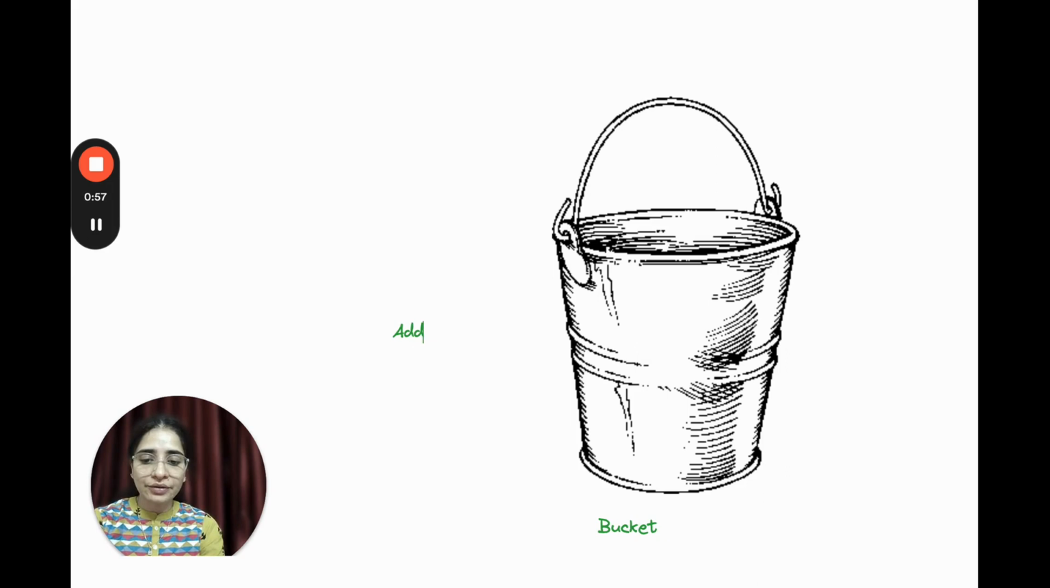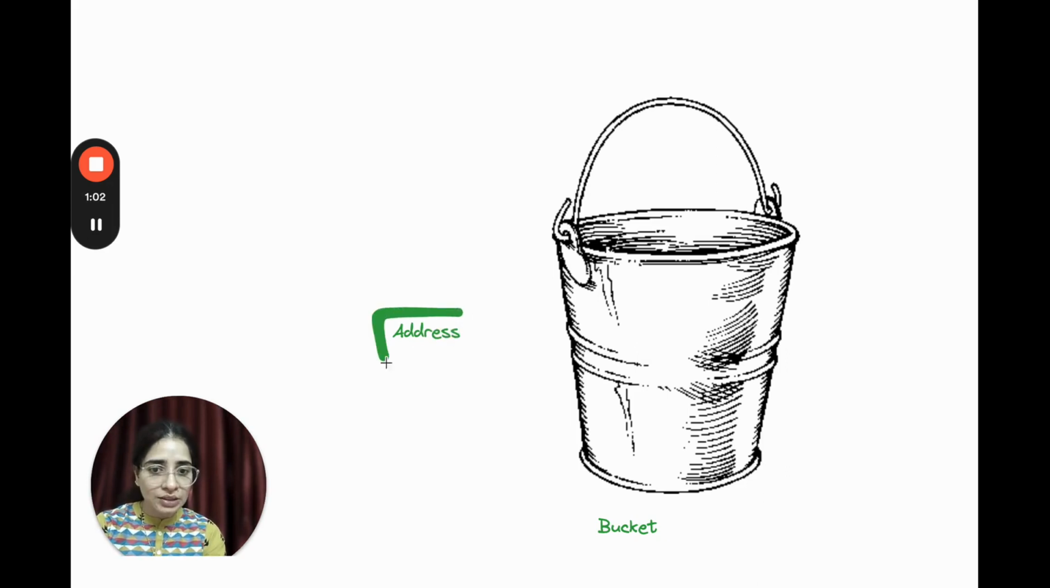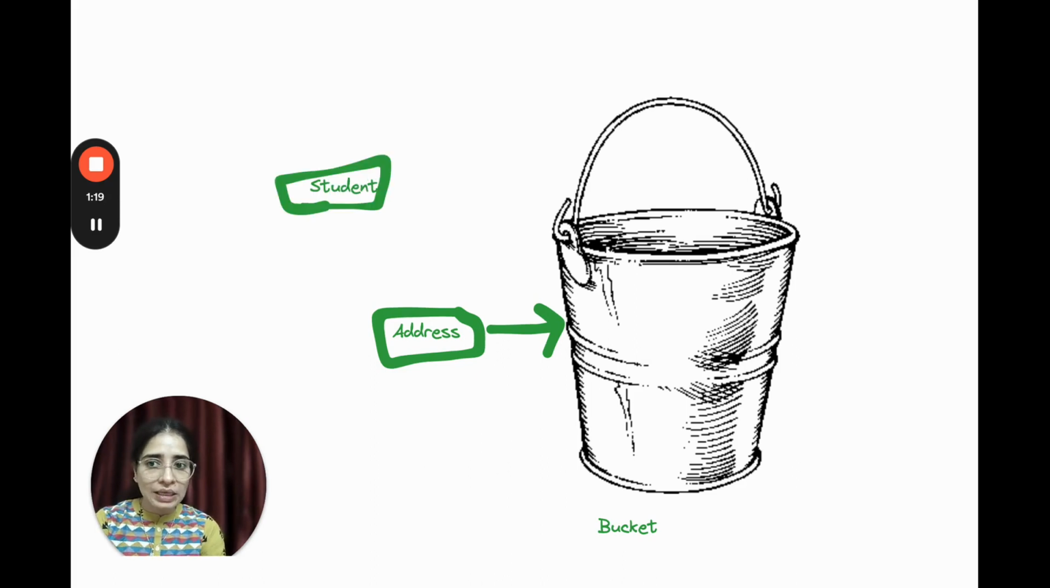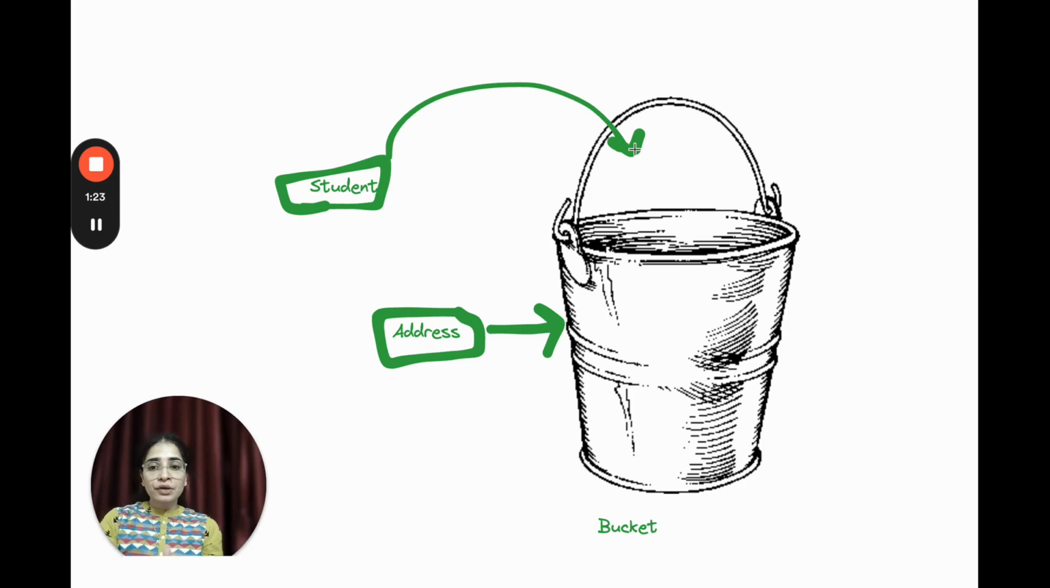So first is the address class. The address class object will be kept inside this bucket. There is an object which is already present in the bucket. Now whenever I am going to create an object of student class and I try to insert that into the bucket, what will happen? First it will check the dependencies.